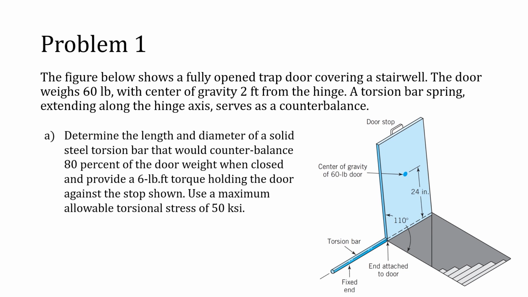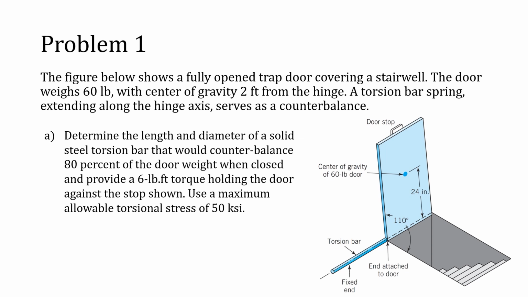So for part A, we have to determine the length and the diameter of a solid steel torsion bar that would counterbalance 80% of the door weight when it's closed, and that would provide a 6 pound-foot torque holding the door against the stop shown. The stop is this little door stop at the top of the figure, which is just a little bumper. So essentially what they're talking about, this 6 pound-foot force is just making sure that the door actually is pressed up against the doorstop and not sort of falling closed.